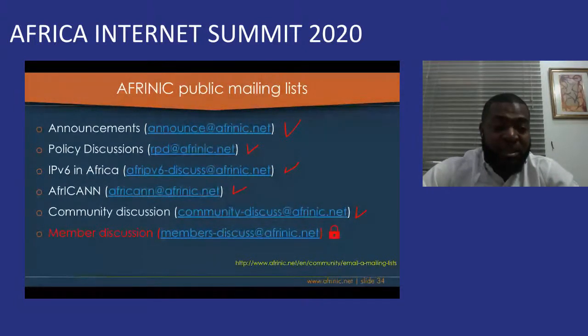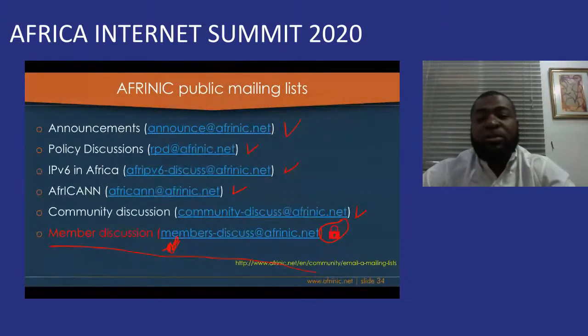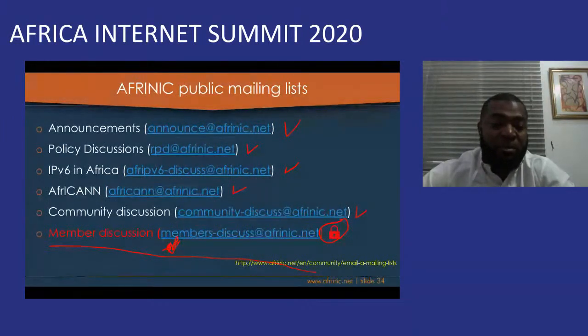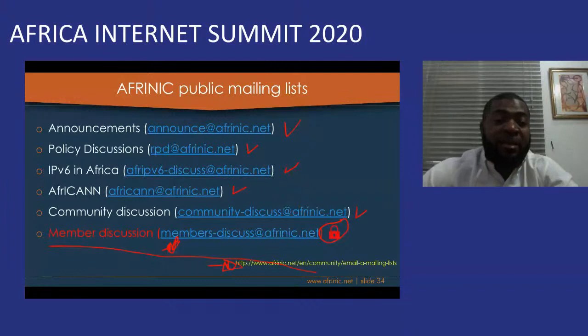And member discuss is a closed list reserved to AFRINIC members only. So this is a closed list. This is why I put a padlock on it. So community members cannot simply join this list. You must be an AFRINIC member to be able to join this list. So I urge you to connect. This is the direct link to these lists. When the material is shared with you, you can click on this link and register to those mailing lists that are free for you to join.